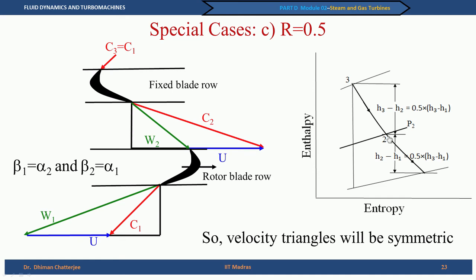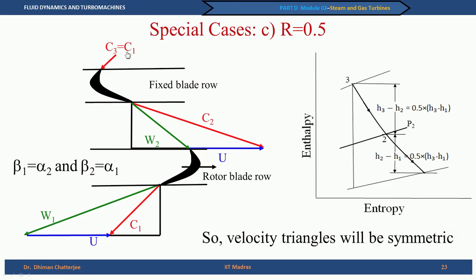We see that H3 minus H2 is exactly the same as H2 minus H1, so that the total enthalpy drop H3 minus H1 is double of this H3 minus H2 or H2 minus H1, giving me reaction ratio or degree of reaction as 0.5.